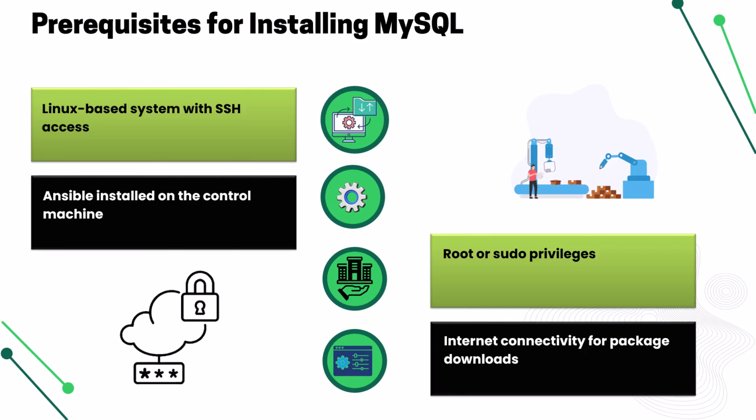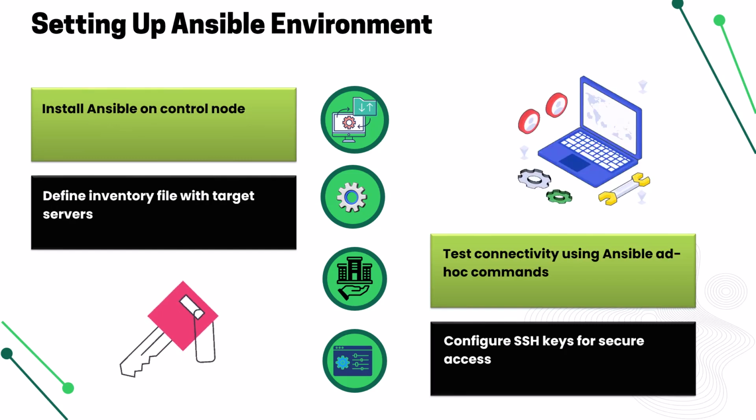Before diving into MySQL installation, we need a few things. A Linux machine with SSH access. Check. Ansible installed. Check. Root privileges. Check. And yes, let's make sure we have internet, because downloading MySQL without it is like trying to stream Netflix with a dial-up modem.